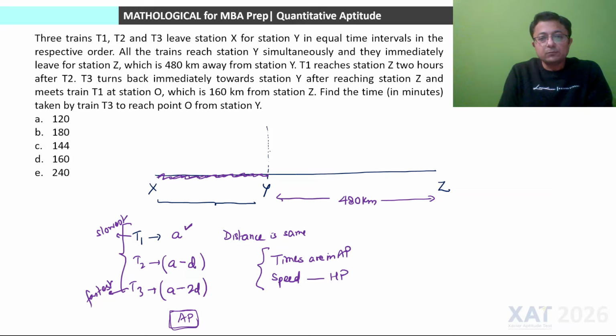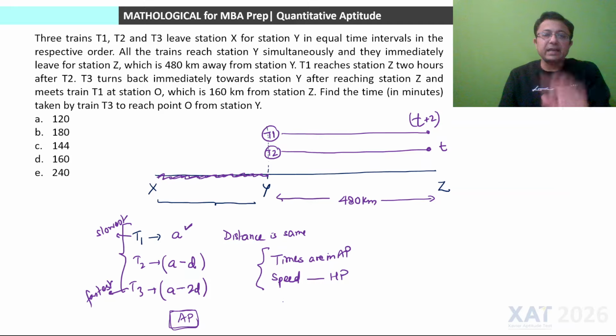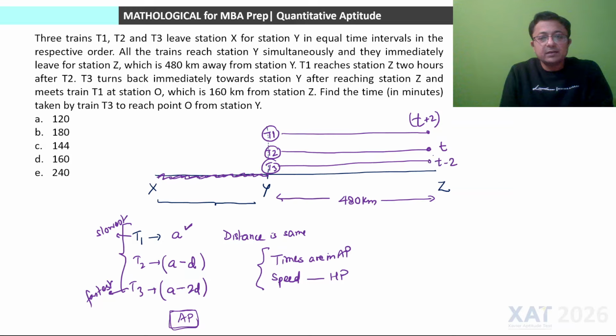So if train T2 is reaching Z after T time, so train T1 will be taking T plus 2 time. And since all times are in arithmetic progression, so train T3 will be taking T minus 2 time in reaching station Z. Is this part clear? The time taken by T1, T2 and T3 will be T plus 2, T and T minus 2 respectively.